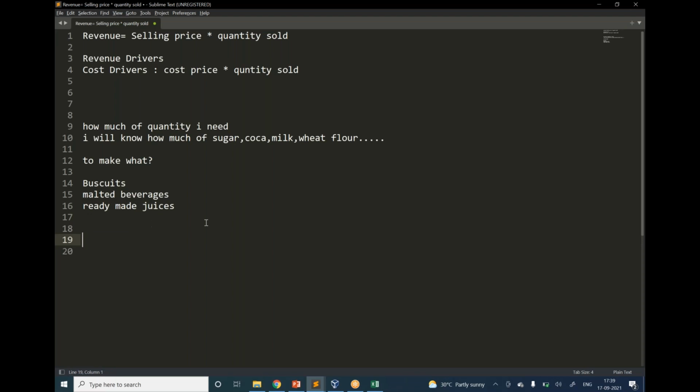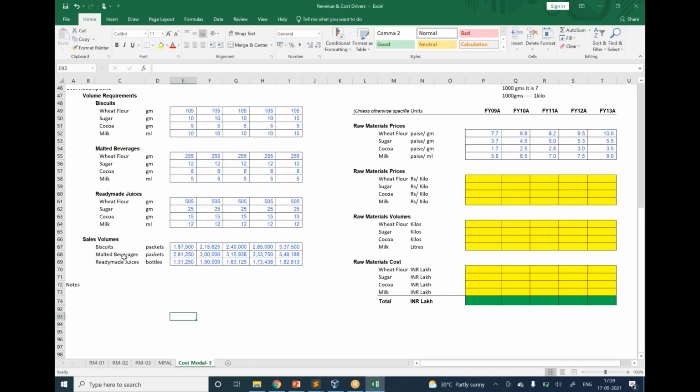The best part is they've already given it in the X here. He needs to make 1,87,500 packets of biscuit in the first year, and 2,81 packets of malted beverages. And ready-made juice, you are supposed to make 1,31,250. That is a requirement from a client. So that many biscuits, malted beverages, and ready-made juice you're supposed to make.